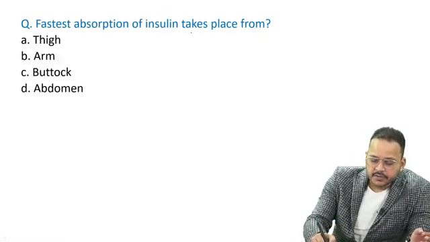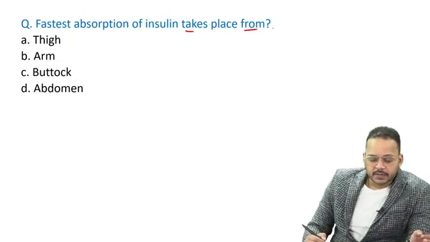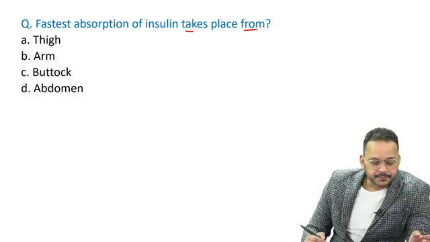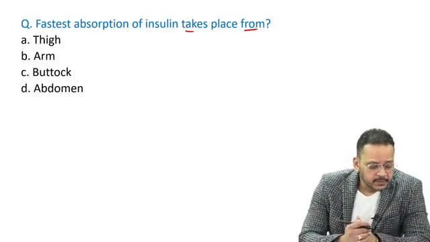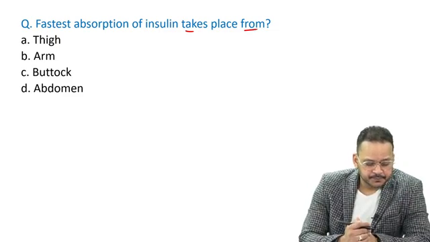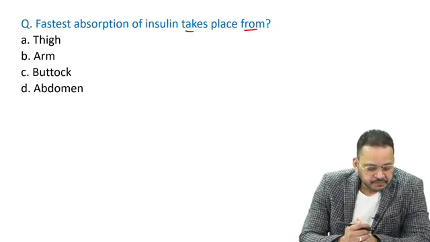Fastest absorption of insulin takes place from thigh, arm, buttock, abdomen. It's a very easy one, guys. Fastest absorption, thigh, arm, buttock, abdomen. It is not at all a difficult one. It's a very easy one. So what is it, guys?